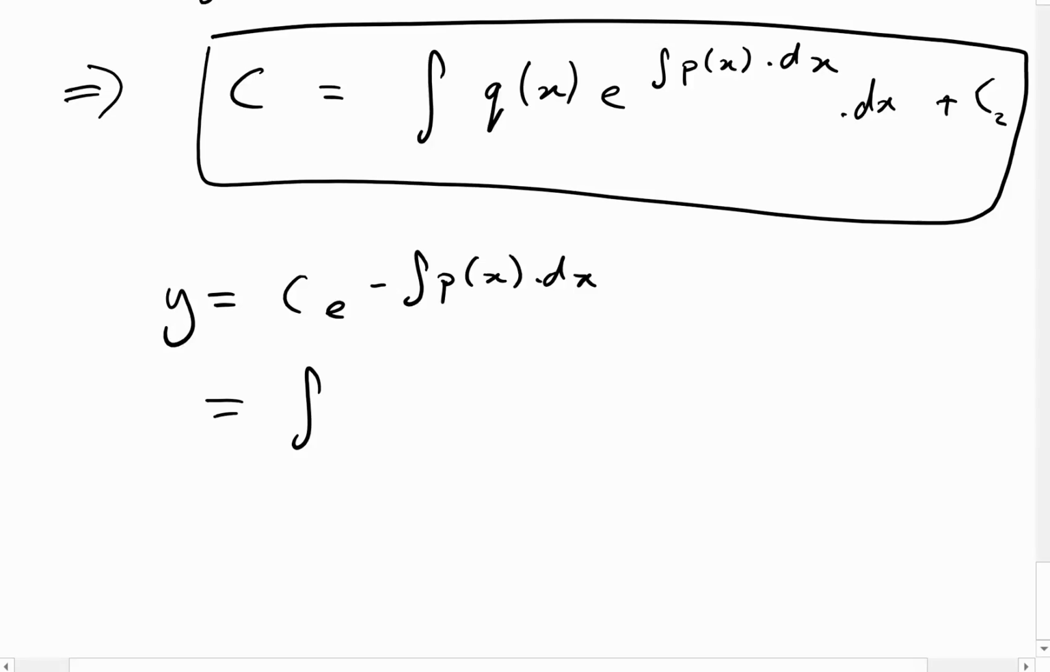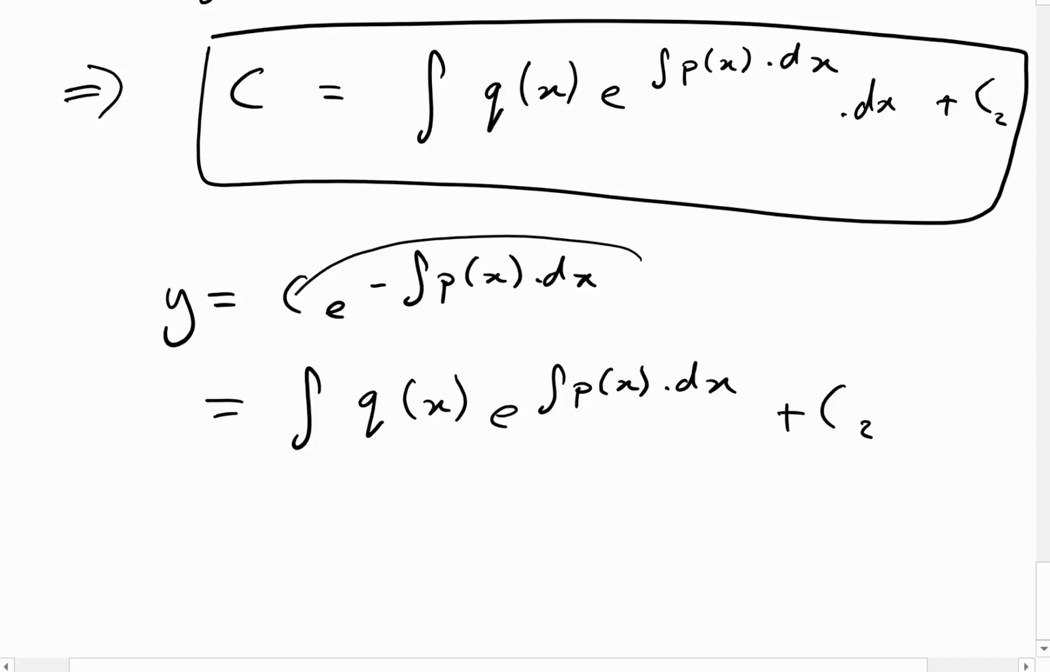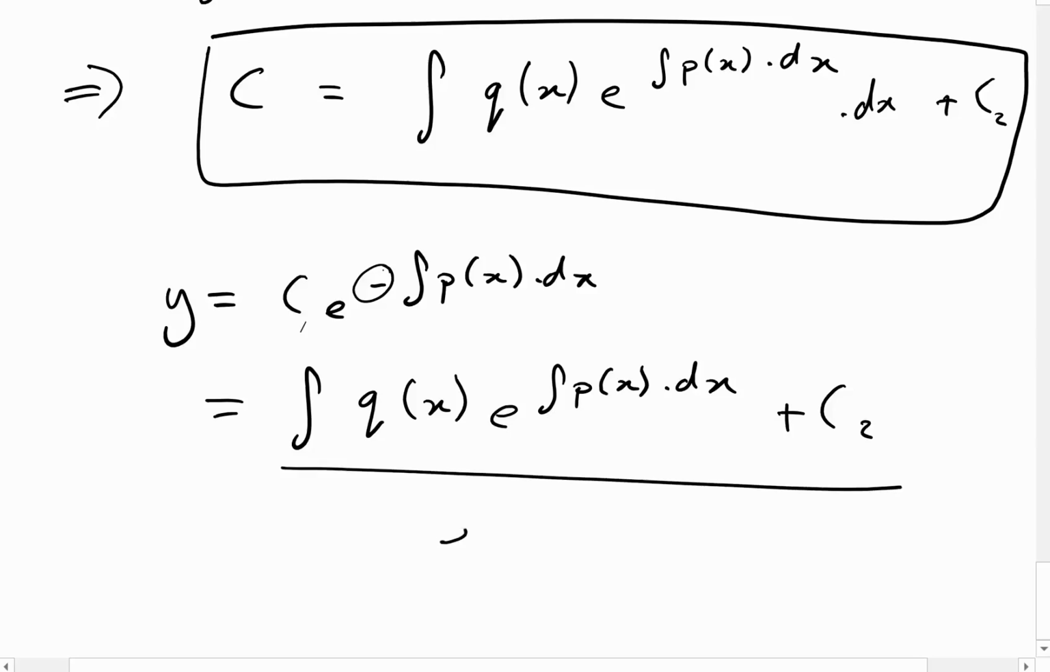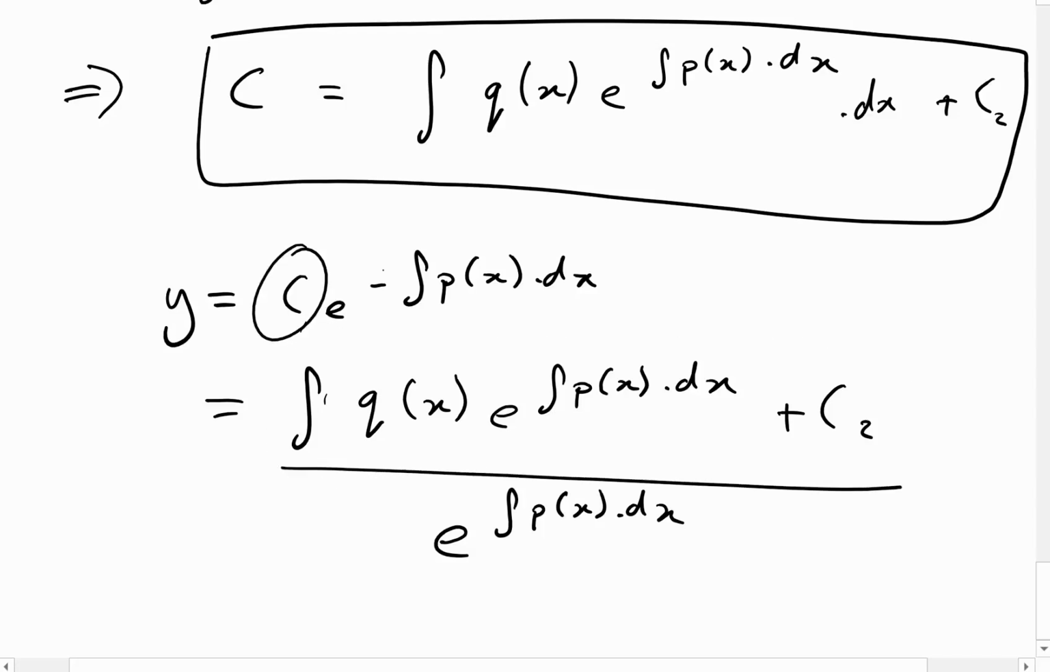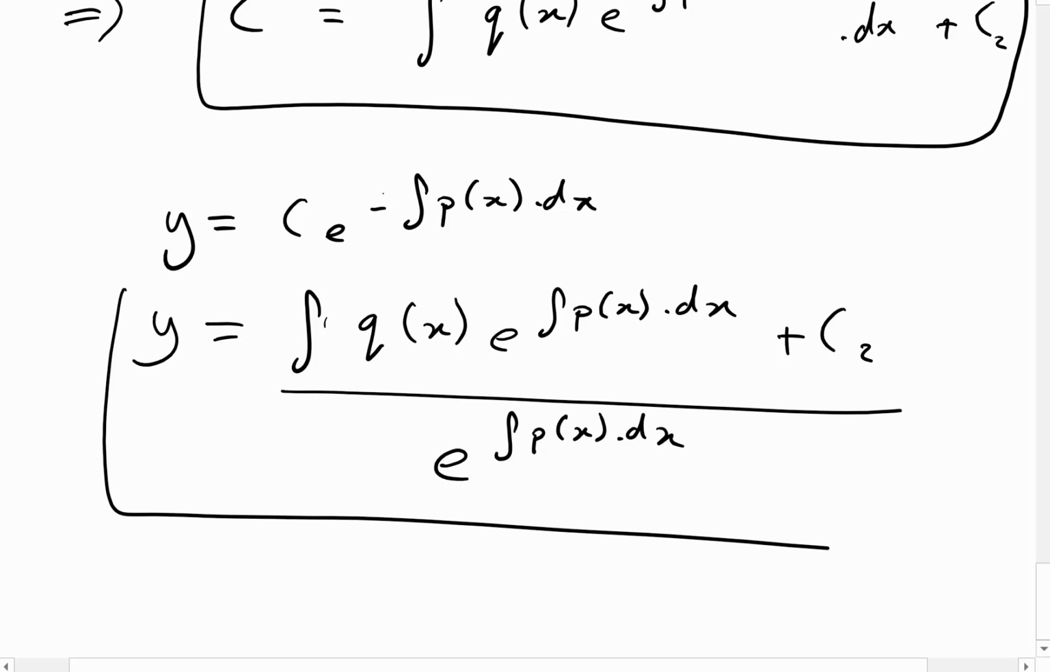I end up with the integral of q of x e to the integral of p of x dx, plus some constant of integration, and then this thing here I'm just going to rewrite, taking note of the minus there. So I'm going to write it as 1 over e to the integral of p of x dx. Therefore that is what I end up with. Literally, I've just replaced c with that in that box. So this is what y is. This is my general solution for y.